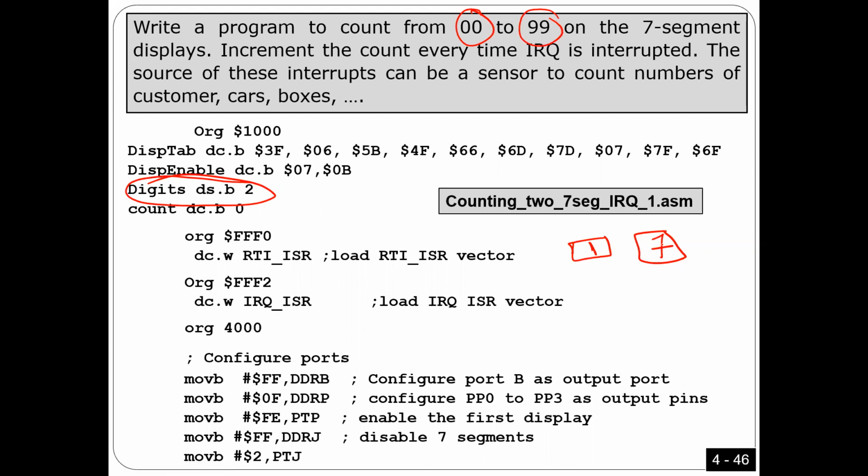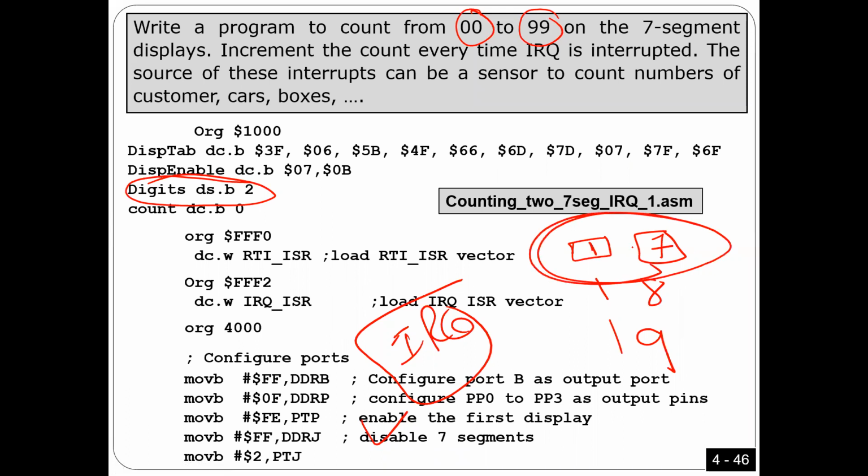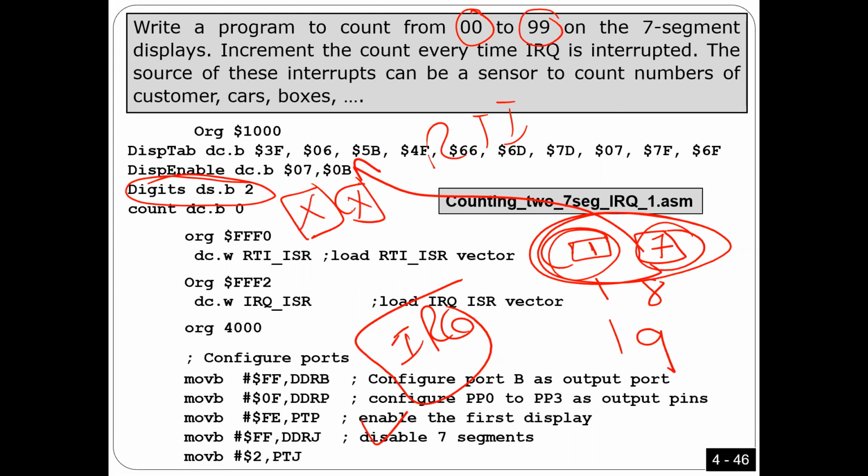First question, who's gonna update these numbers? IRQ, right? So every time there is an event, if it is 17 right now, and there is an IRQ interrupt, it should be 18. Another IRQ interrupt should be 19. So who's gonna update these two memory locations? IRQ, because counting is done by IRQ. Number two, who's gonna read these two values to display them on the 7 segment? RTI. So RTI is gonna read these two memory locations and display them on the 7 segment.